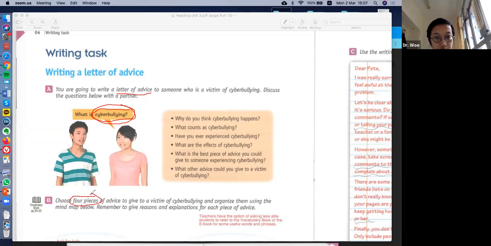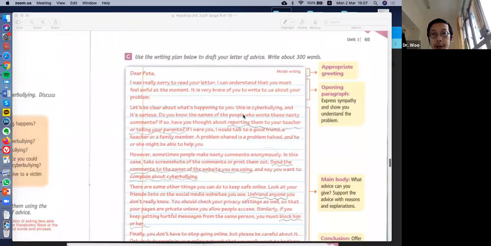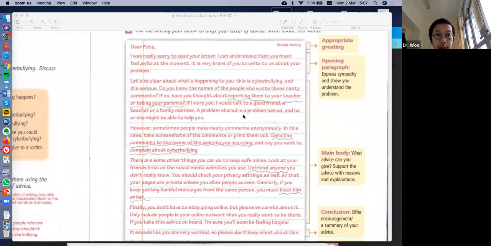4 pieces of advice, wow, to a victim of cyberbullying. Okay. Victim is a person. If you want, repeat after me, victim. Victim is a person. So we're trying to help the person. We're trying to provide 4 ways to help the person. And then on page 65, we see a sample letter.